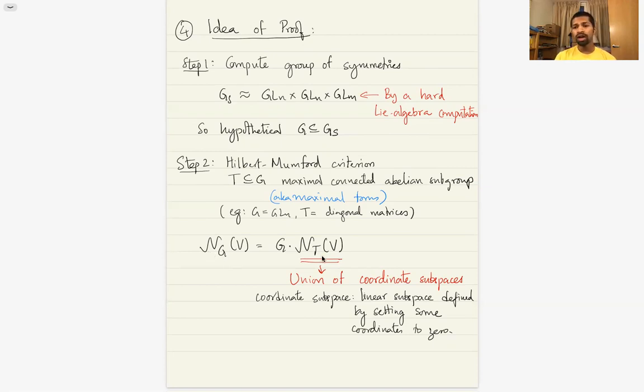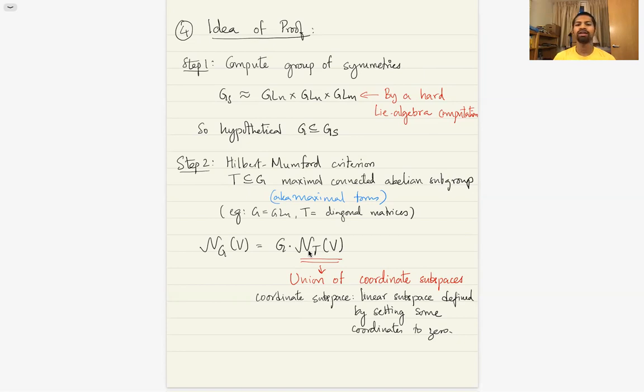you start with the null cone for an abelian subgroup, a maximal connected abelian subgroup called the maximal torus. So you take the null cone for that, and then you move the torus null cone by the group, and that will cover for you the null cone for the larger group G. Now, maximal connected abelian subgroups are also just known as maximal tori.